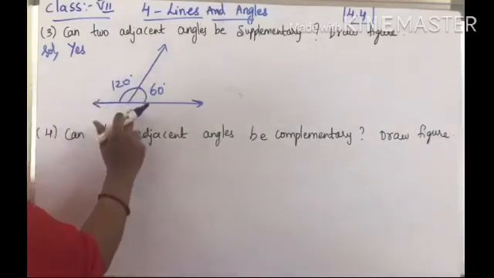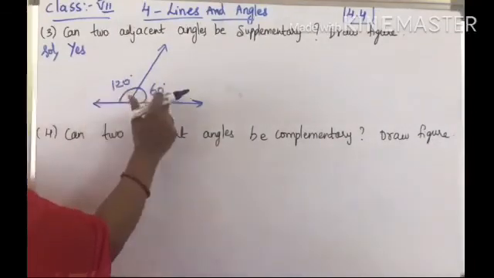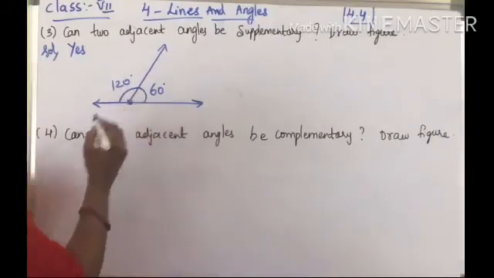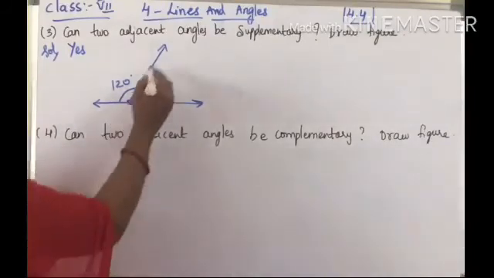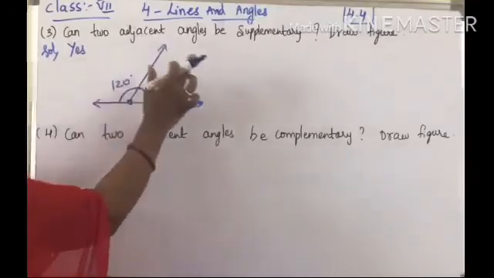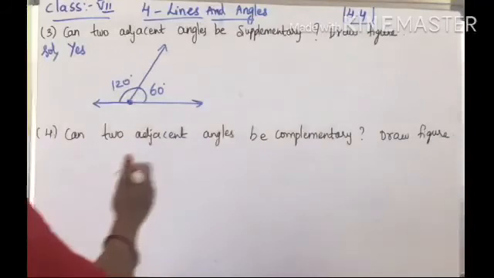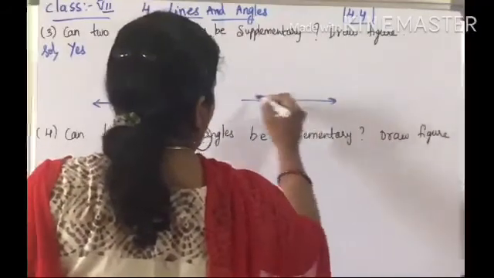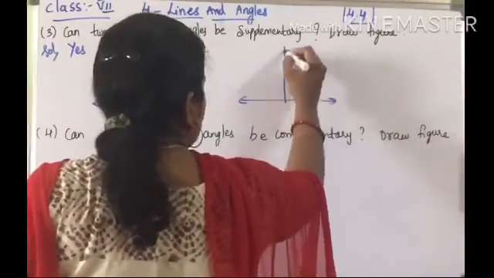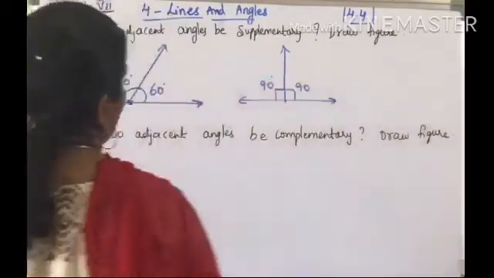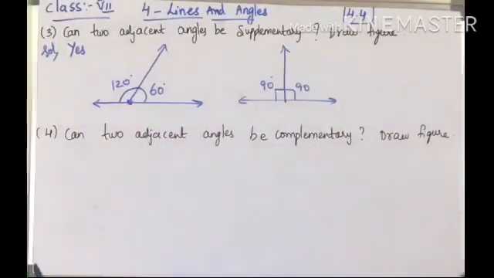If you observe this figure, 120 and 60 are adjacent angles also because these two angles have a common vertex and a common arm. So, can two adjacent angles be supplementary? Yes. Now you can draw as you wish. See, draw a straight line. If you draw like this also, it is 90, 90. So, 90 plus 90 forms 180, supplementary, and they are adjacent angles also.